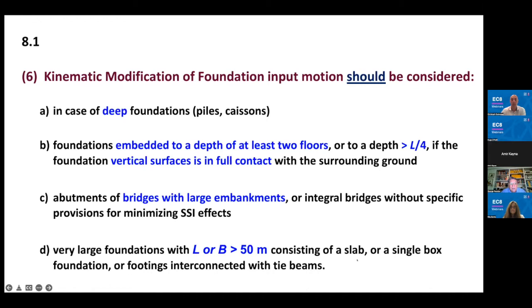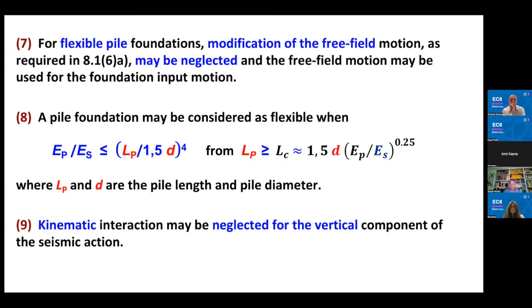Why is this 50 meters? Why the large length? Because we envisage that the waves that are coming are not necessarily vertical to shake it uniformly at the same time, but rather they impose motions that can cancel each other, and therefore the kinematic effect can be beneficial. So these are the cases that should consider kinematic interaction without being obligatory.